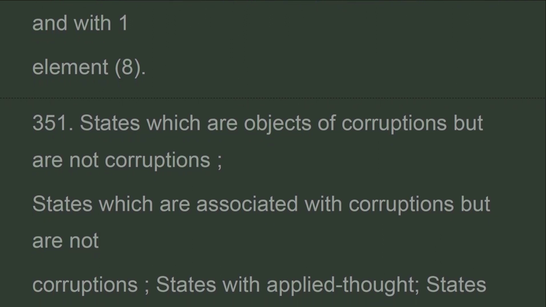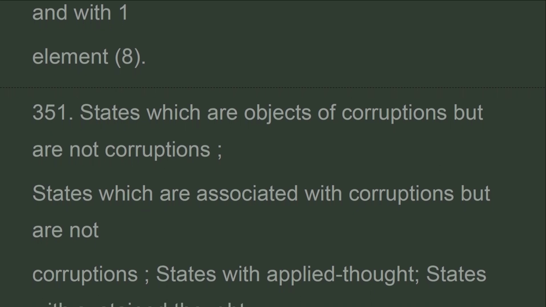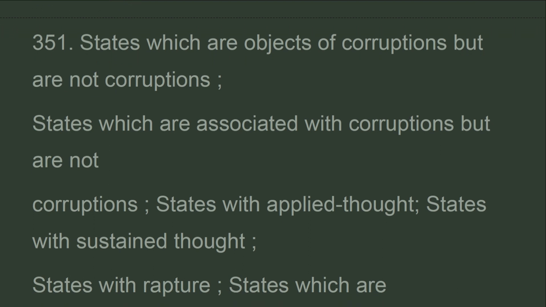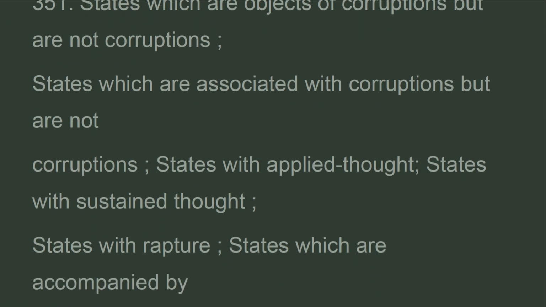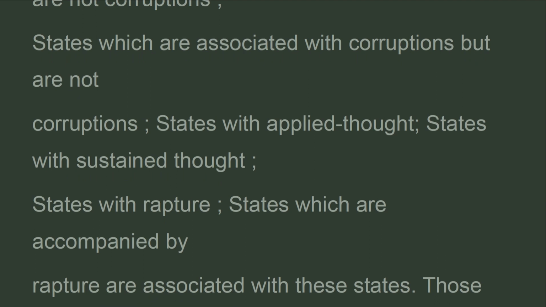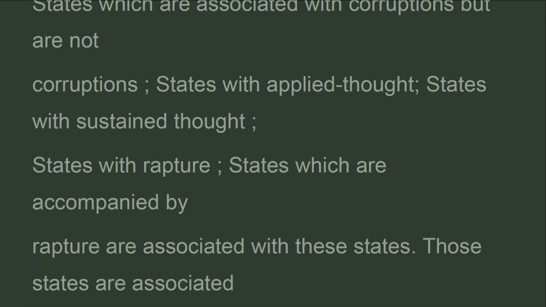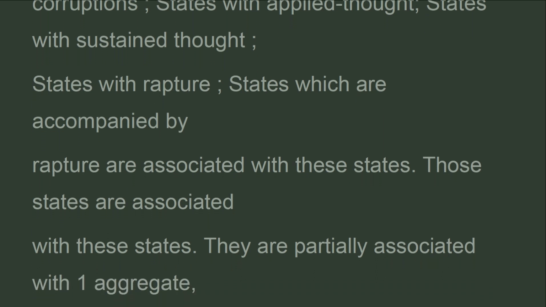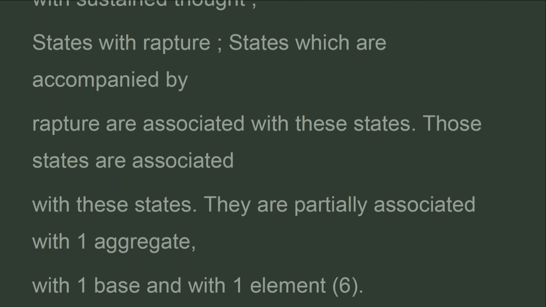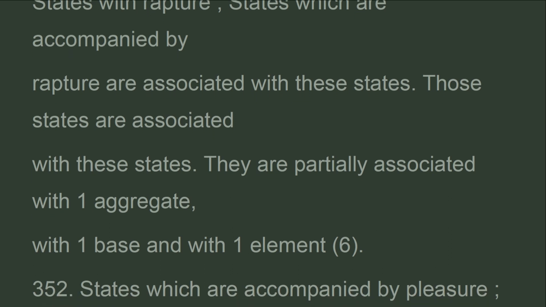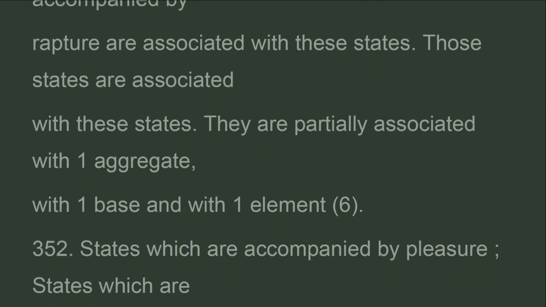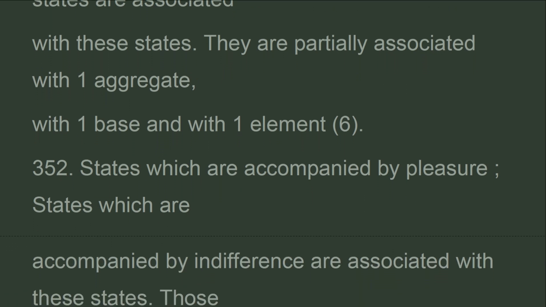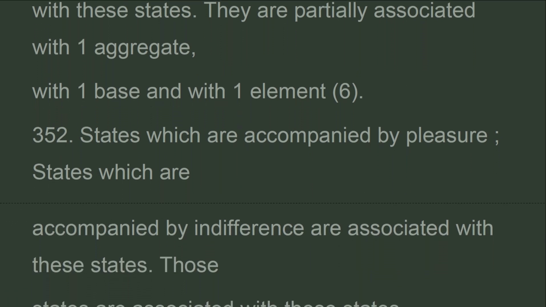351. States which are objects of corruptions but are not corruptions, states which are associated with corruptions but are not corruptions, states with applied thought, states with sustained thought, states with rapture, and states which are accompanied by rapture are associated with these states. Those states are associated with these states. They are partially associated with one aggregate, with one base and with one element.